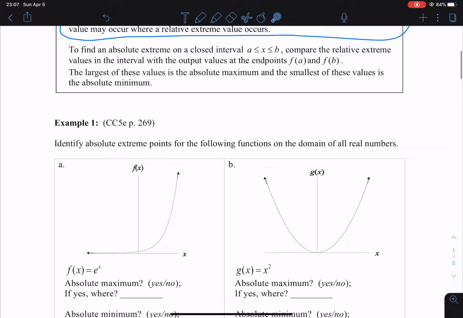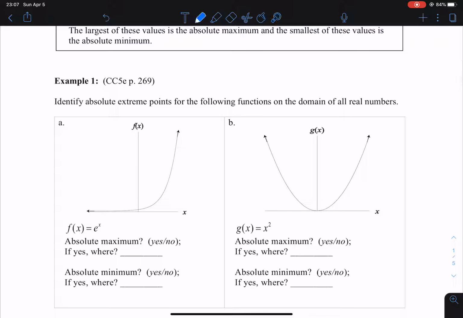So next, let's try to finish example 1. Let's finish example 1 in about 5 minutes.